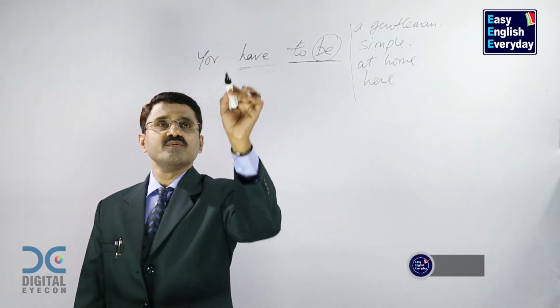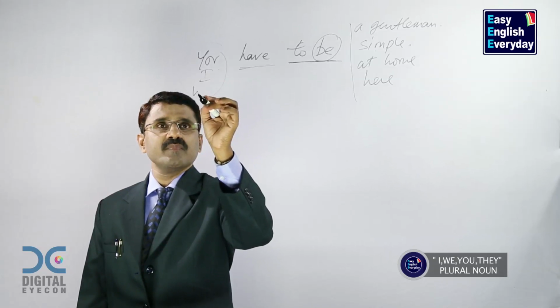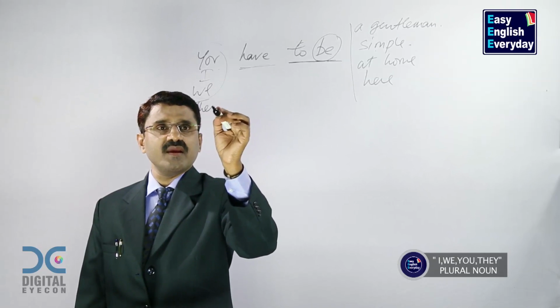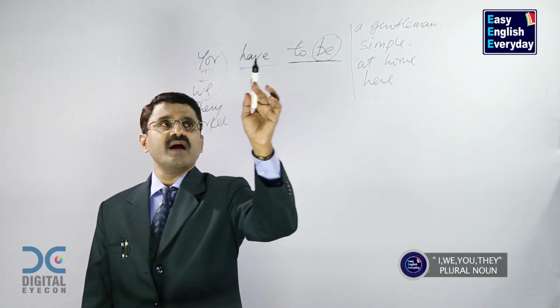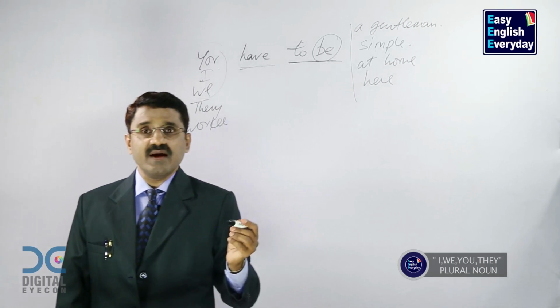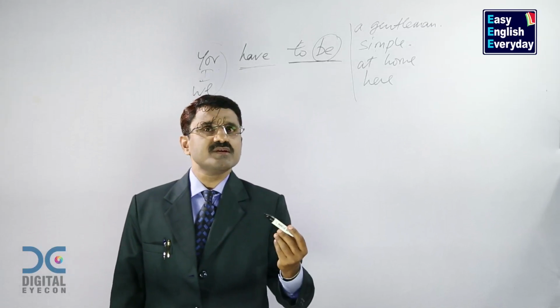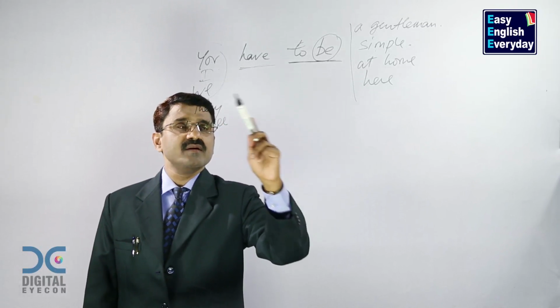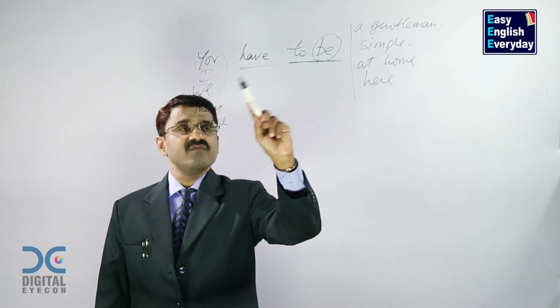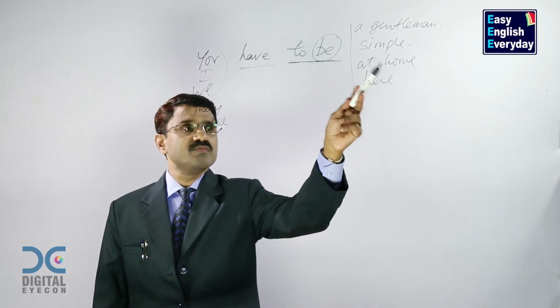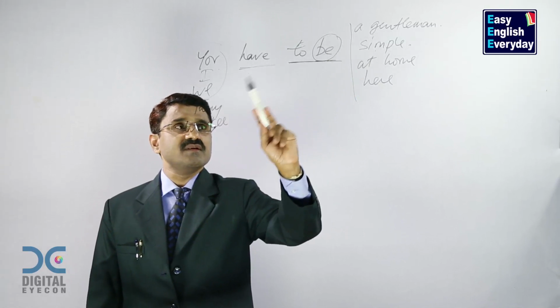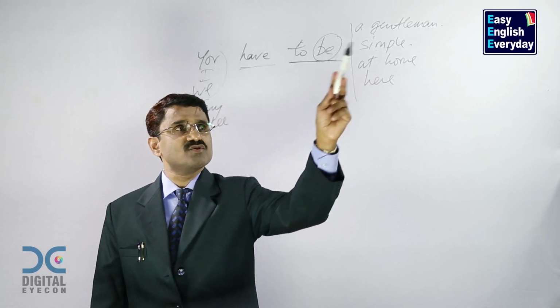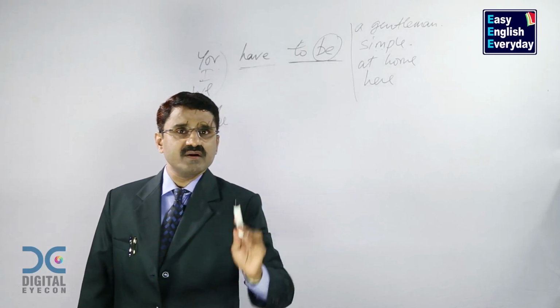I can also use it for I, we, they, or any plural noun. I have to be a gentleman. I have to be simple. I have to be at home. I have to be here. We have to be gentlemen. We have to be simple. We have to be at home. We have to be here. They have to be gentlemen. They have to be at home. They have to be simple. They have to be here.